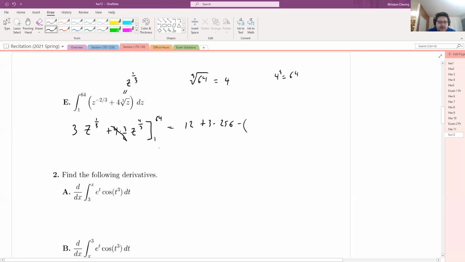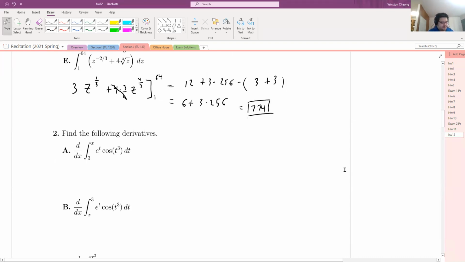Okay, then subtracting off the evaluation at 1. That's pretty easy. So 3 plus 3, right? So we can at least say that this is minus off 6. 6 plus 3 times 2, 56. And then you have to do some work. I'm just gonna, what did I end up getting? 774. So you can see all these arithmetic things, like you could do it if you wanted to. I just don't feel like doing it live. All right. Okay, so that was all number 1.